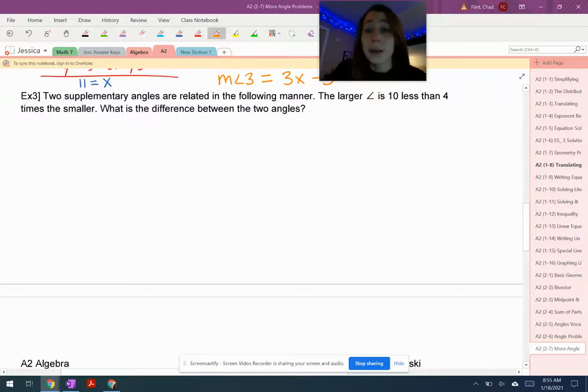All right, last example here, example 3 for 2-7. Two supplementary angles are related in the following manner. The larger angle is 10 less than 4 times the smaller. What is the difference between the two angles?